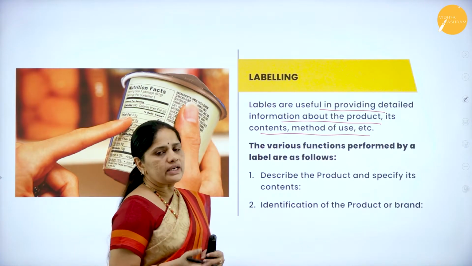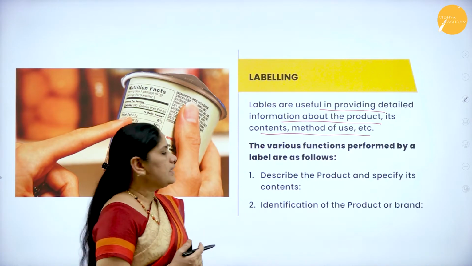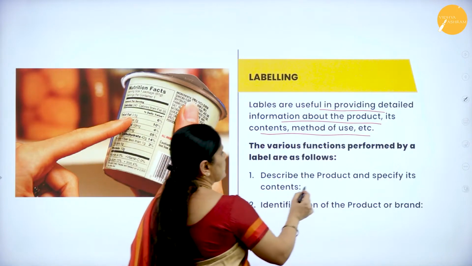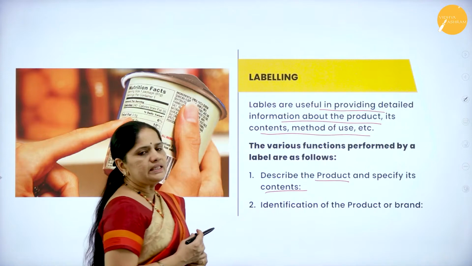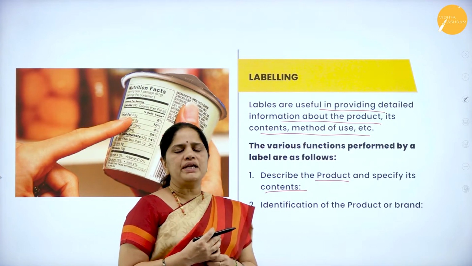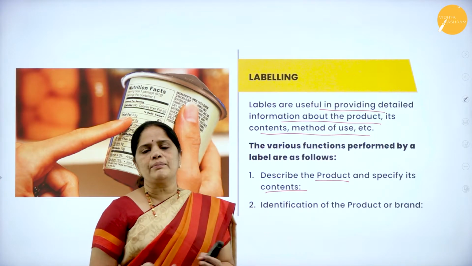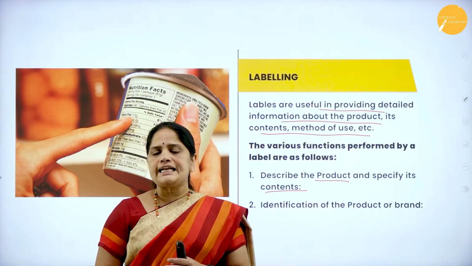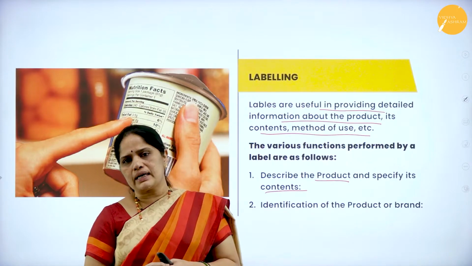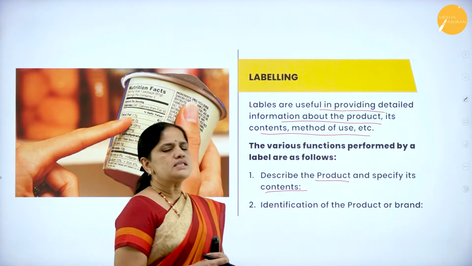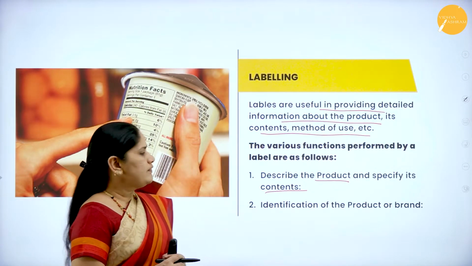Now, let us look into what are the various functions of the label. So, it describes the product and specifies its contents. With the help of the label, we will be able to know what goes into the making of the product, what ingredients they have used to make the product, and also how the product has to be used. So, this is one important function of labeling.